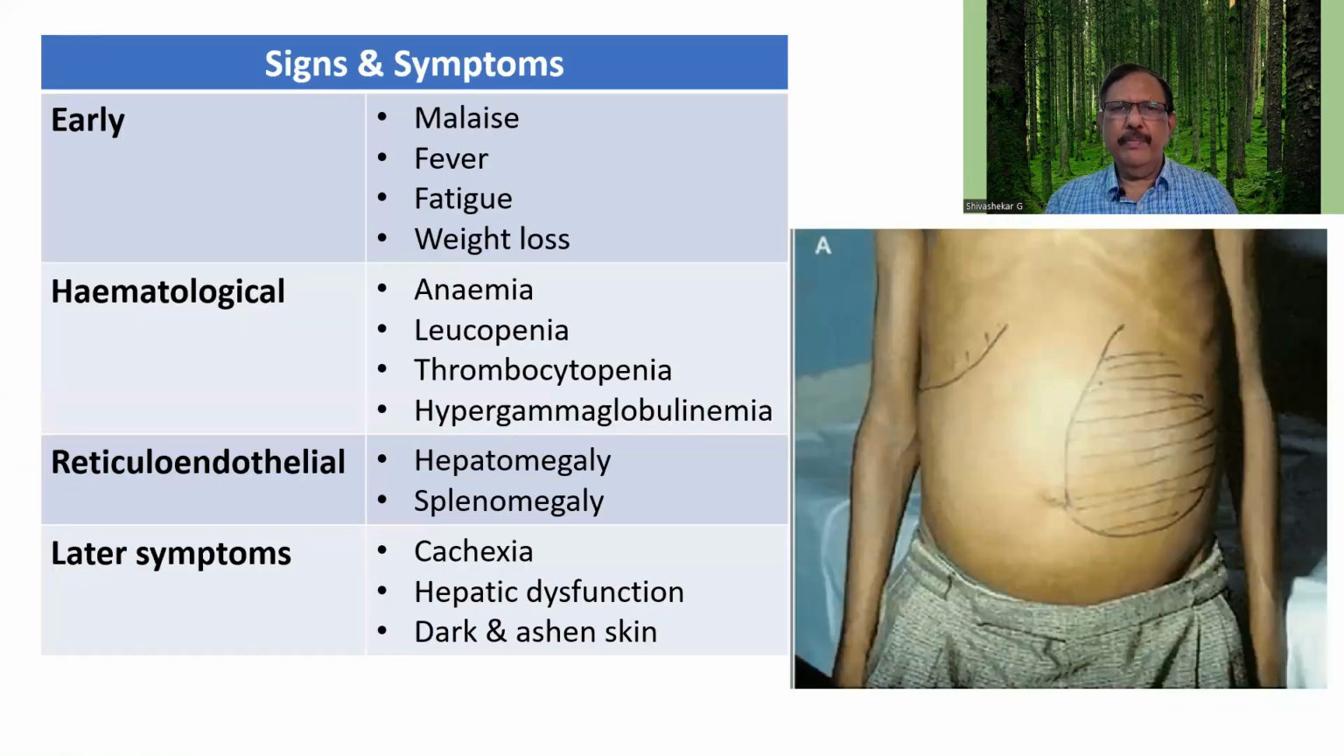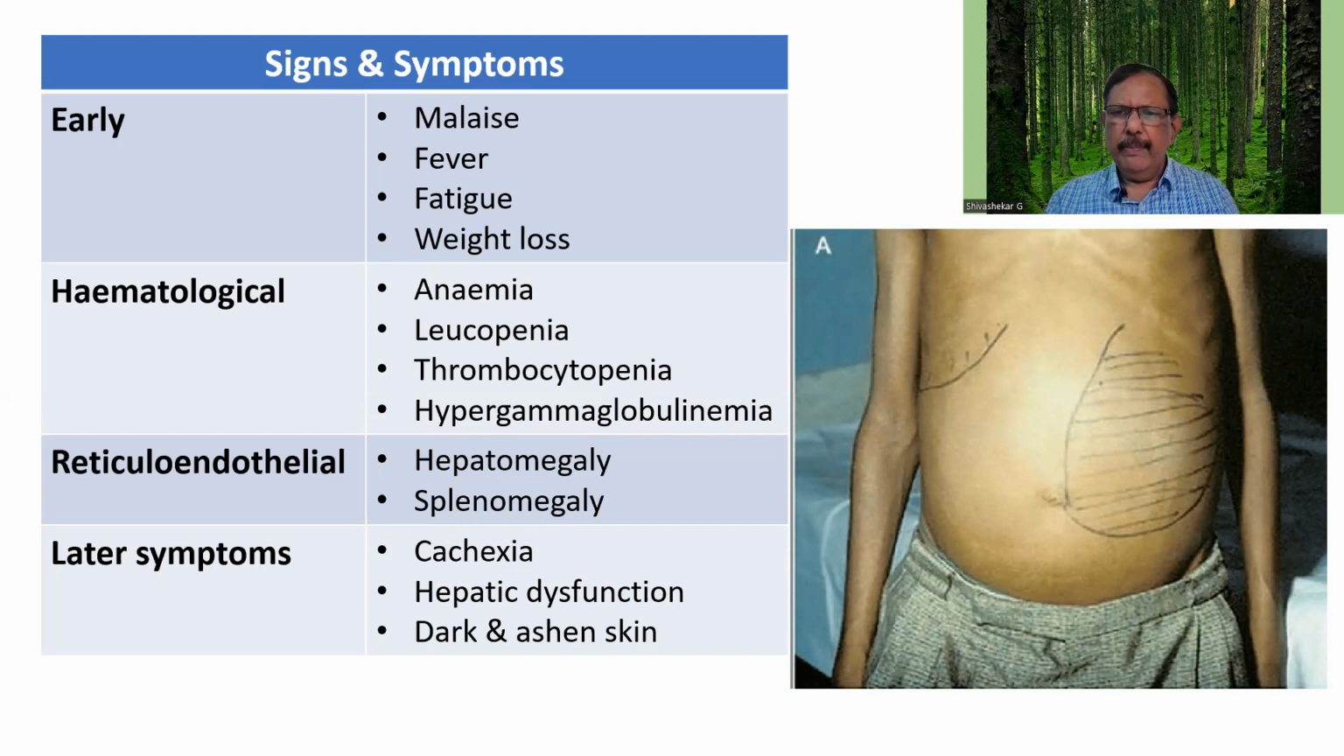What are the signs and symptoms of this disease? In the early case, it can be just like malaria, fever. Maybe there can be a fever with rigor also. Fatigue and weight loss, very non-specific. Hematologically, there can be an anemia and a leukopenia. The obvious reason can be a bone marrow infiltration leading to some kind of an aplasia, resulting in a thrombocytopenia as well. Hypergammaglobulinemia because of increased activation of the liver.